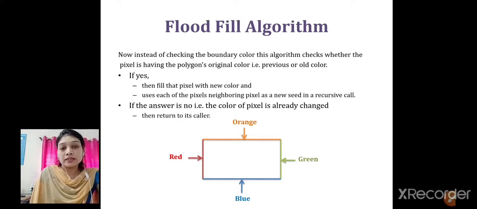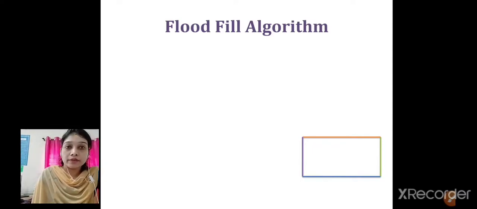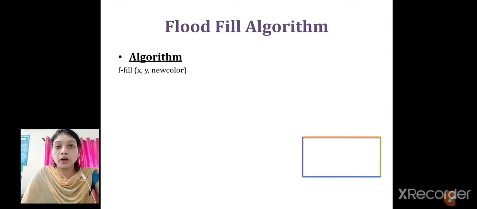In this diagram we can see that we are having a rectangle, and the rectangle has 4 sides, and all the sides are having a different color like orange, red, green and blue. So these are the different sides of the polygon which are having different colors over there. So how are we going to deal with this? For that we have an algorithm. So how is this algorithm going to work?